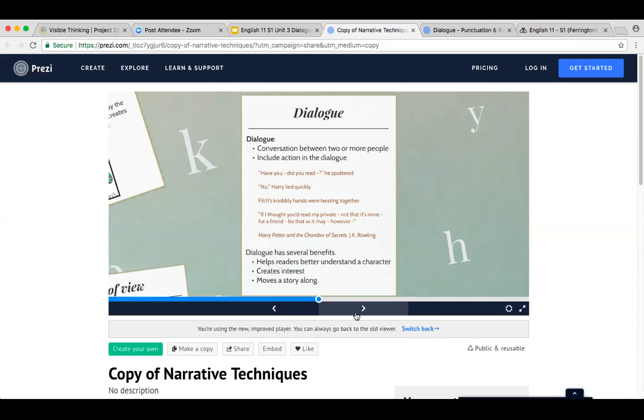The next narrative technique we want to talk about is dialogue. You are going to need dialogue in your personal narrative if you want to get full credit. Dialogue is just the conversation between two people or more. You really want to include action in your dialogue if you can, because it makes it more interesting and people want to read it. Dialogue has a couple benefits. First, it helps the reader understand characters better because you're seeing the things characters are actually saying. It makes it more interesting, and it also can help move the story along, which is great.